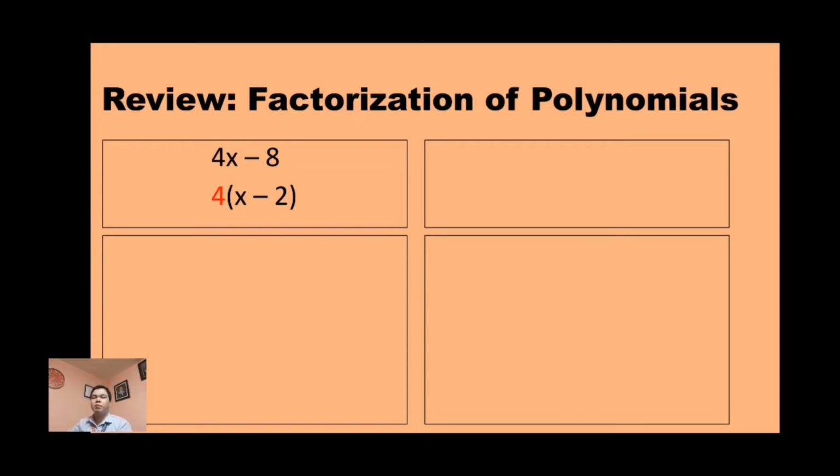4x divided by 4 is equal to x. Negative 8 divided by 4 is equal to negative 2. So we have the factors 4 and x minus 2 for this example.